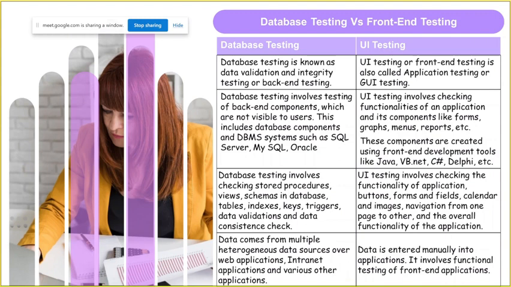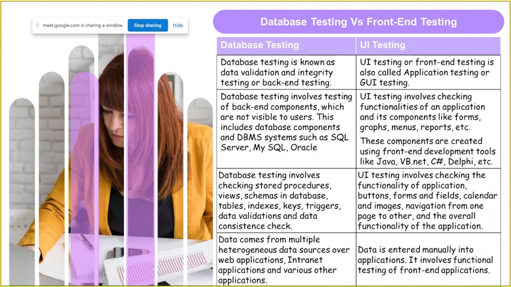So database testing involves checking stored procedures, views, schemas in the database, tables, indexes, keys, triggers, data validation, and data consistency checks. But UI testing involves checking functionality of an application by clicking a button, interacting with your form and fields, checking calendar and images, navigation from one page to another, and overall functionality of the application. That is for your front-end testing, which we are familiar with.